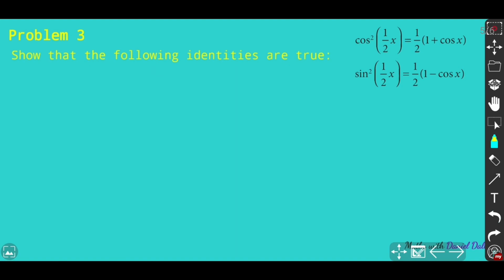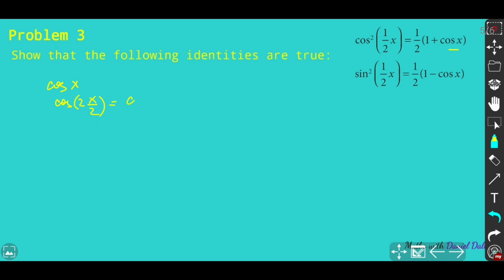So here's problem 3. We've got 2 equations, and we need to prove both of them. So let's start from the first one. We've got cos squared of 1 over 2 x, and just remember, on the right side we have cos x of just normal x as the argument, and here you have the half of that. So we just need to modify the formula for cos x, which becomes basically cos 2x over 2, if you like. So we have the double, and the angle is basically x over 2.